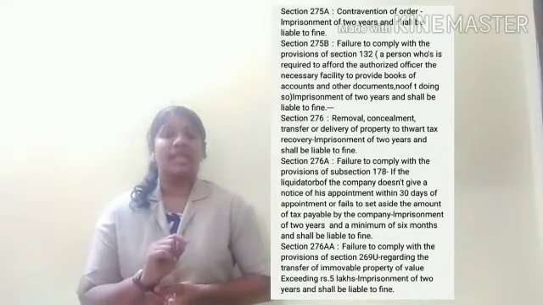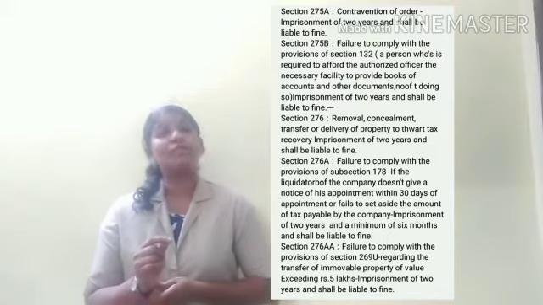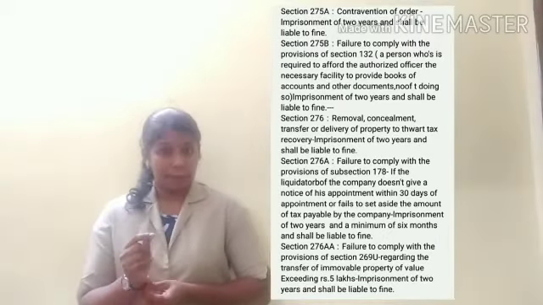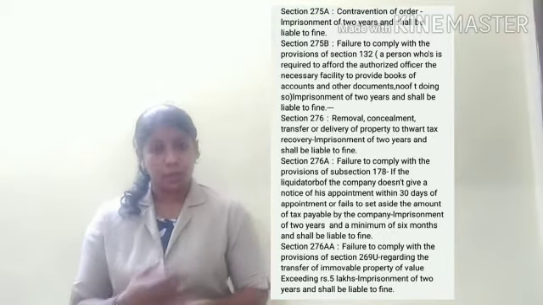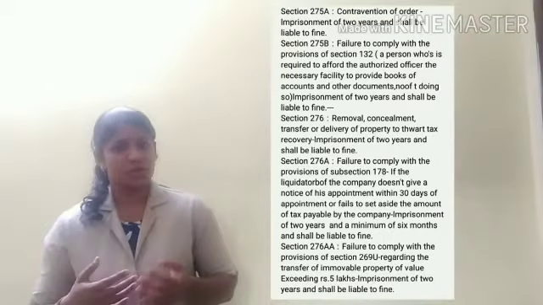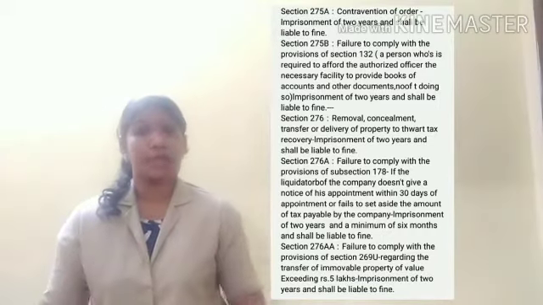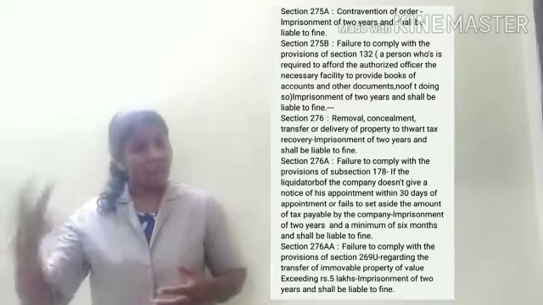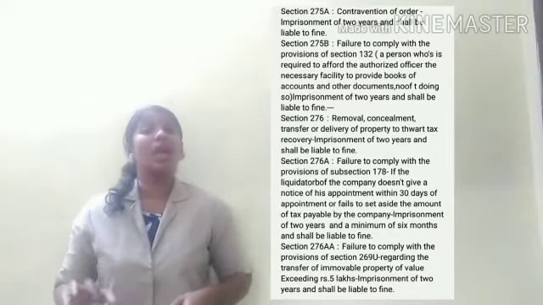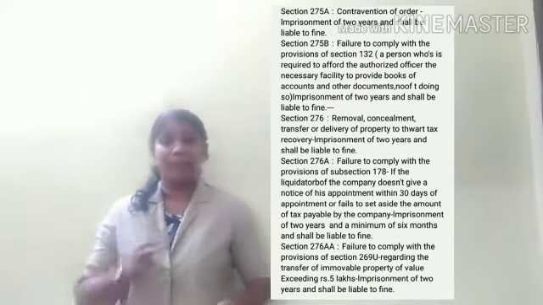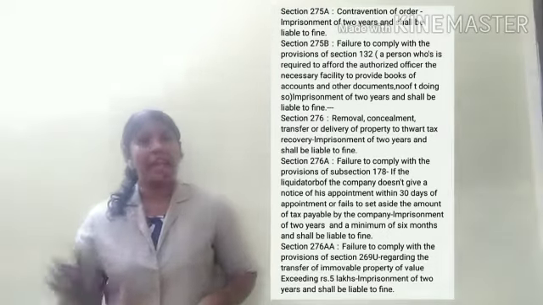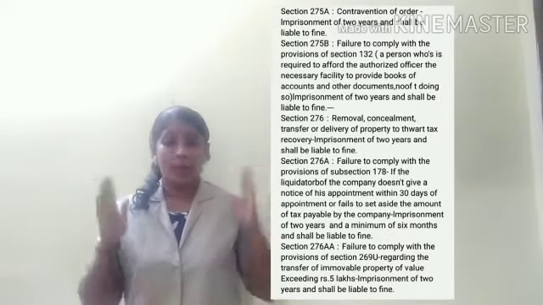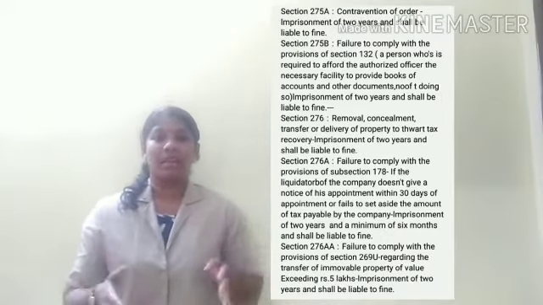Are you clear? The second one is failure to comply with the provisions under section 132. Section 132 deals with search and seizure and the powers of income tax authorities. Violating the rules of section 132, that is, failure to comply with the provisions under section 132, is defined under section 275B.